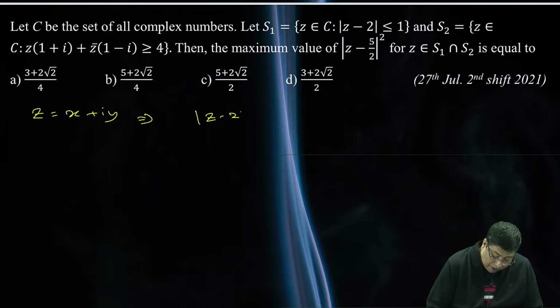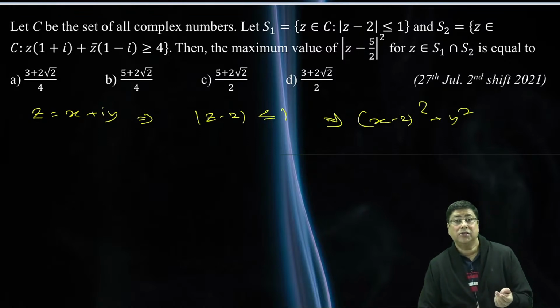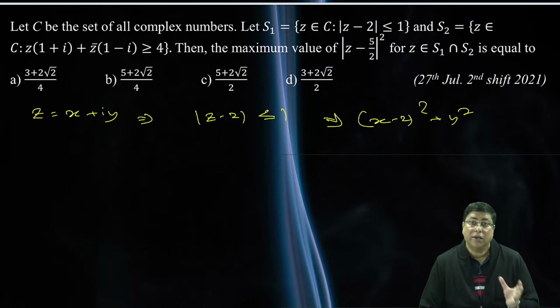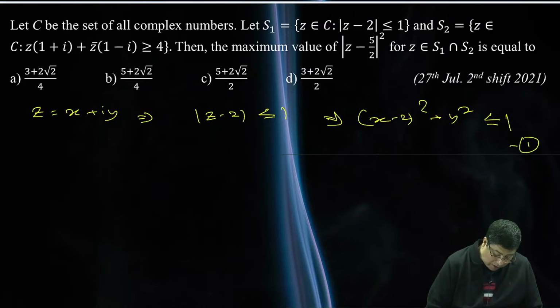mod of Z minus 2 less than equal to 1. It means that x minus 2 whole square plus y square. Z is any point x comma y, its distance from 2 comma 0 less than equal to 1. It means this set represents all the points on the circle or inside the circle, okay? This is less than equal to 1. Now, suppose we are giving this as number 1.